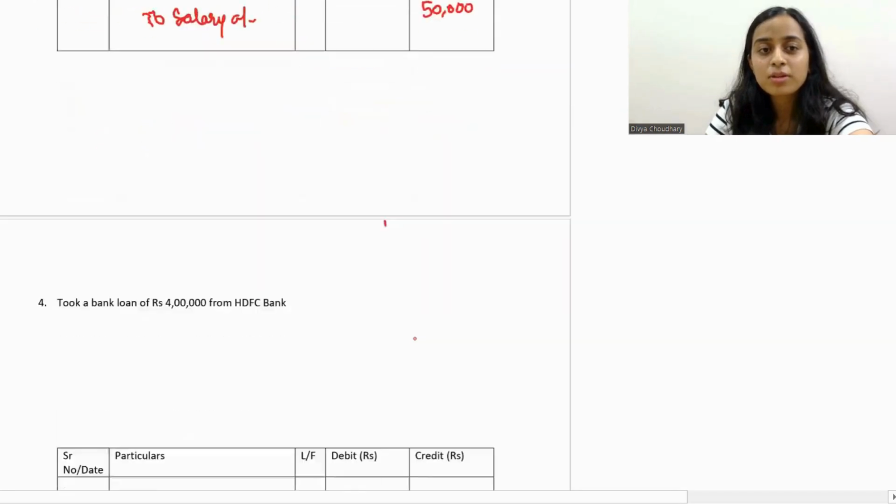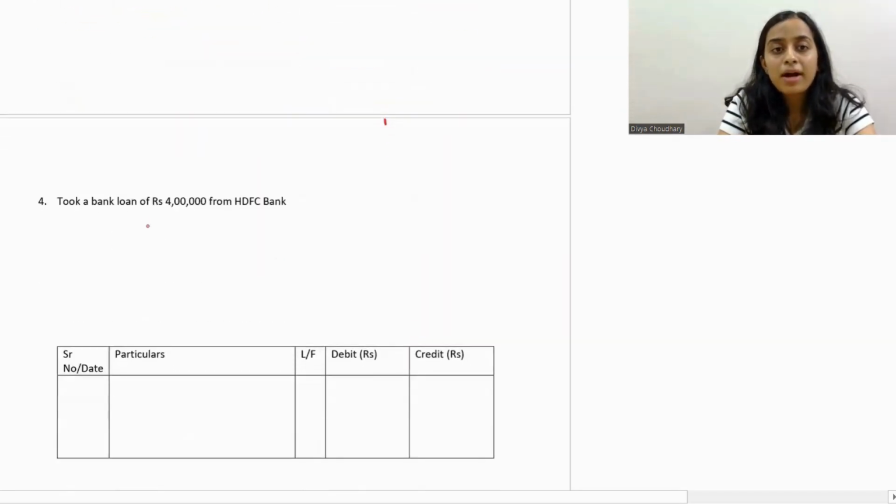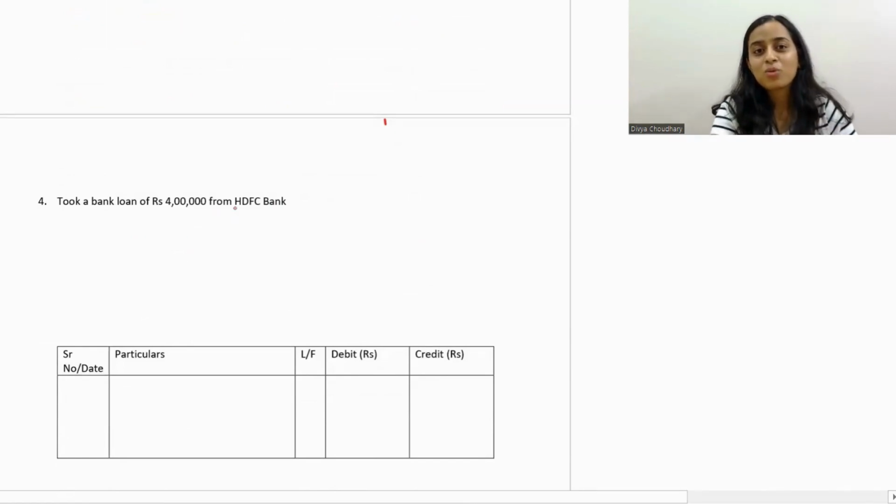Let's move on to the next one. Took a bank loan of 4 lakh from HDFC Bank. What are my two items here? One is HDFC Bank and the other thing is we are receiving the money in our bank. So our bank account is the another item. It's not mentioned here, but it's hidden. So my two items is Kavya's bank account and HDFC Bank. Both are personal accounts. They both have name attached to it. Kavya and HDFC is an institution.